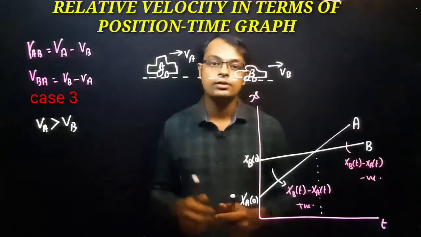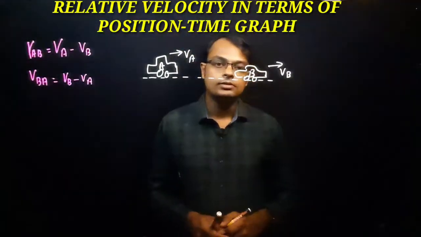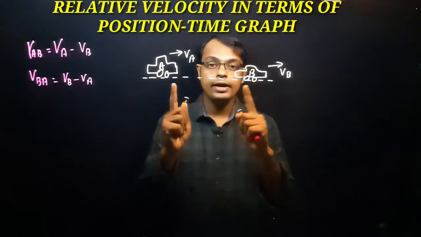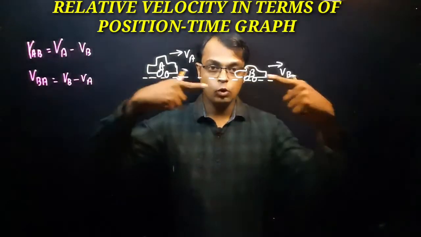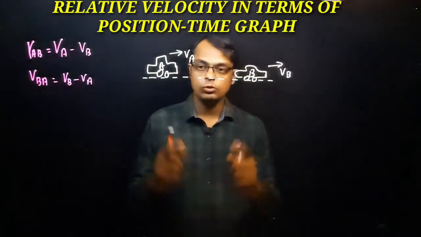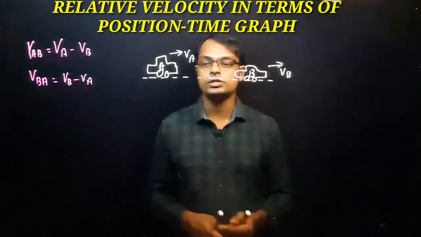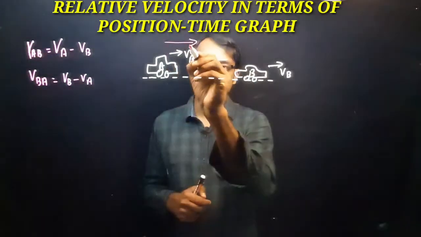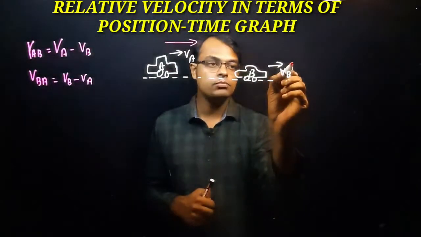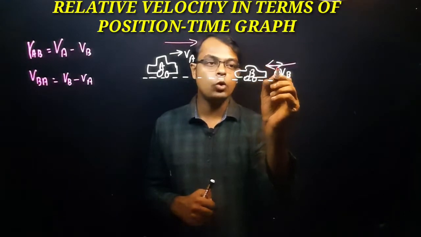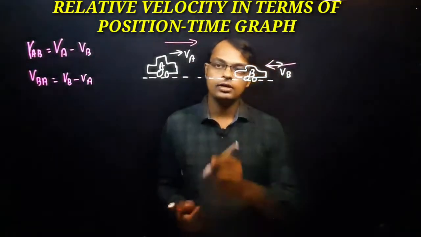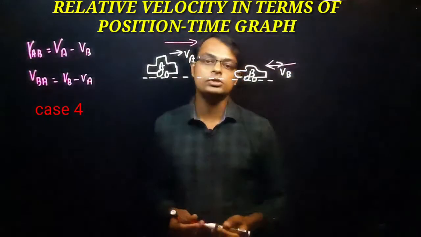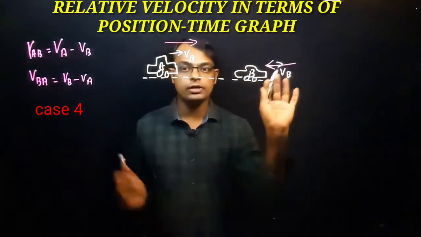Now just imagine the same concept, but car A and car B are traveling in opposite directions. Just imagine car A is traveling in this direction and car B is traveling in the opposite direction, with velocities VA and VB.